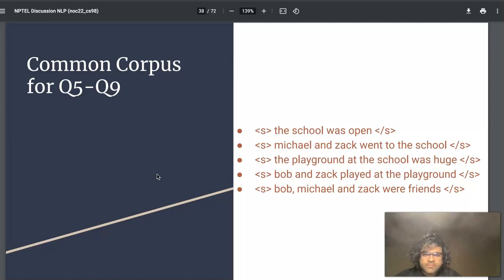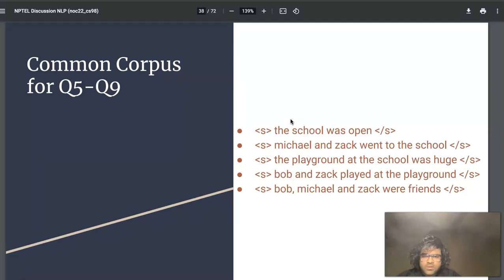Now, there are 5 questions, Q5 to Q9, and all of those questions are based on this corpus. So what is the corpus? In the corpus there are 5 sentences, and the sentences are already put in between the start tag and end tag, so you don't need to put them in explicitly. The assumption is that the normalization is done.